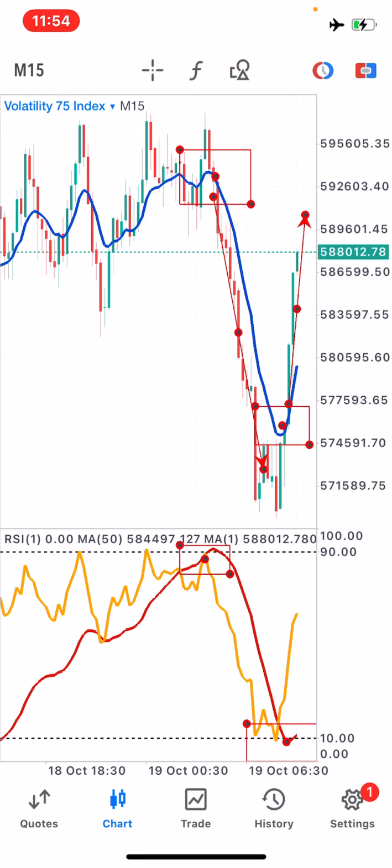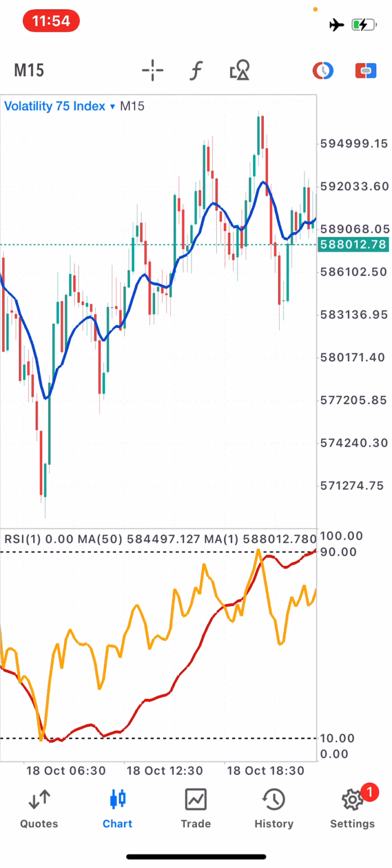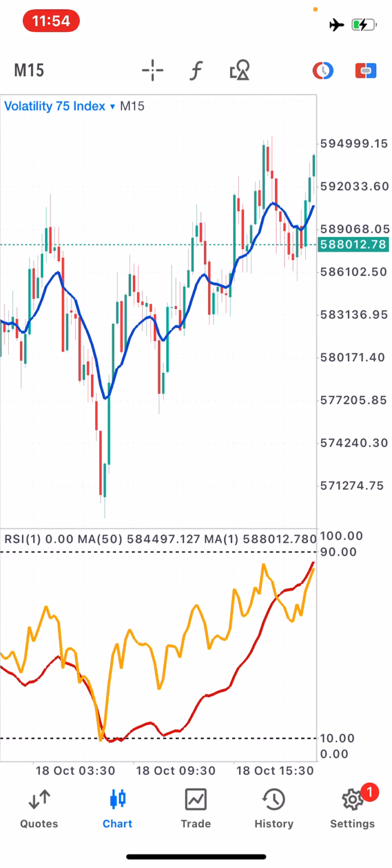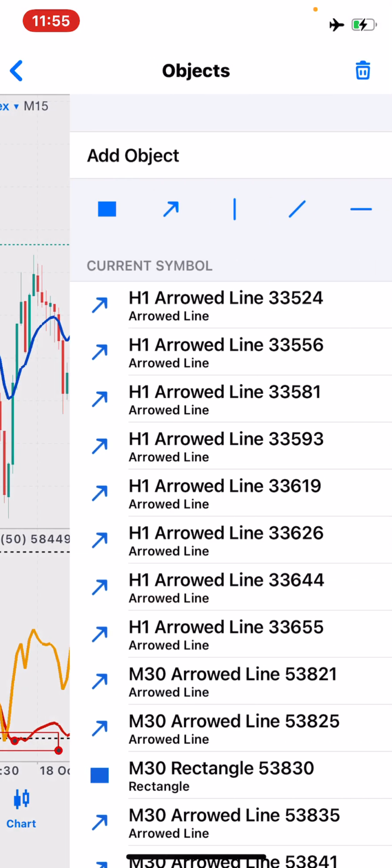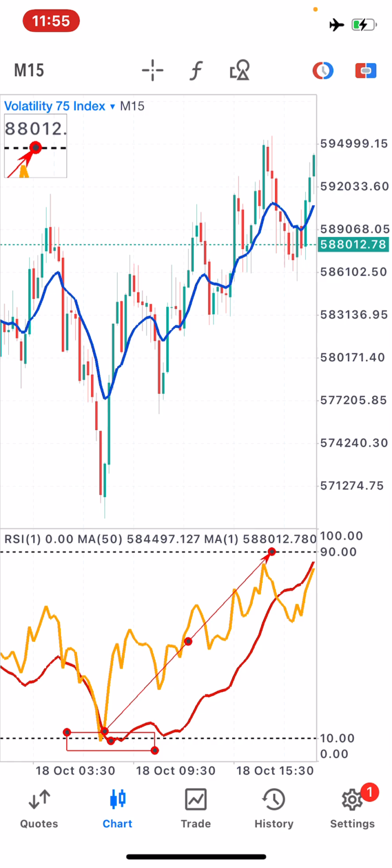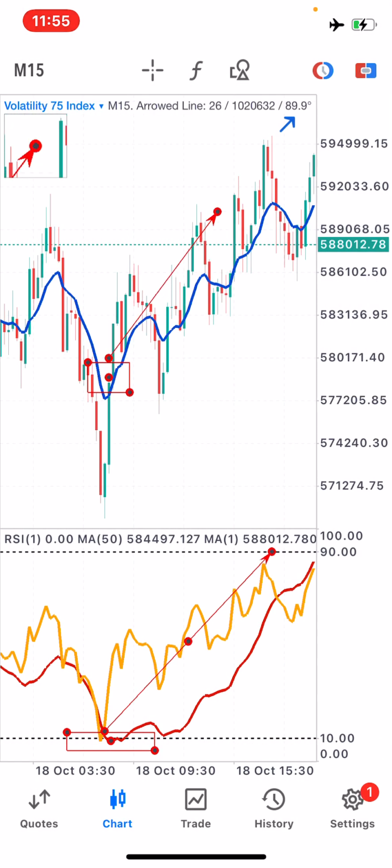So I want you guys to practice this strategy. Try this strategy out, even if you go to V10, V25, V100, boom 300, whatever. Can you see? Okay, our entry will be here. Sorry, our entry will be here. Can you see how much it pushed all the way to the upside?